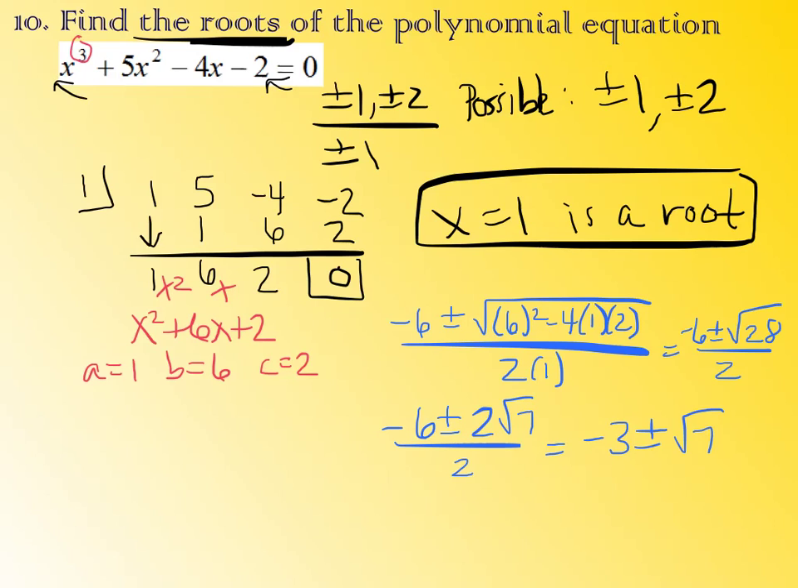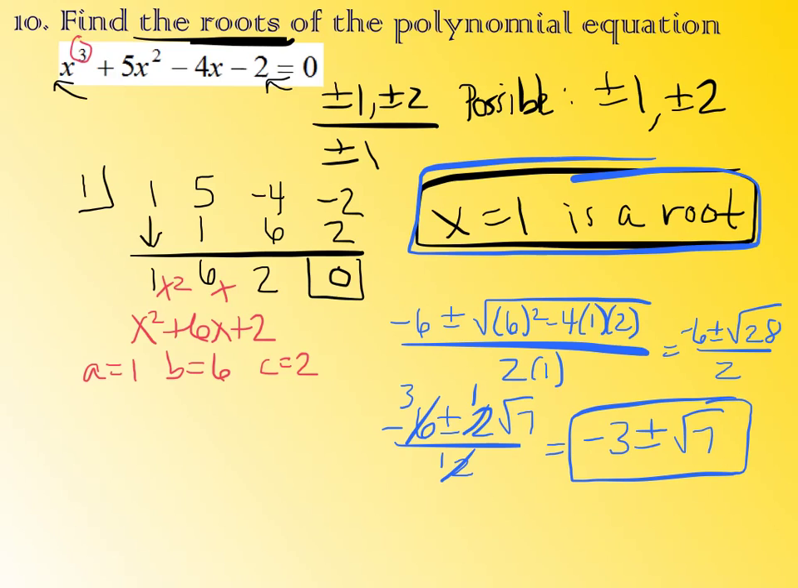Because these cancel all by 2. I get 3, 1, and 1. So these are my other 2 answers. That's 2 of my answers. X equals 1 was my third one. So those are my 3 answers for this problem.